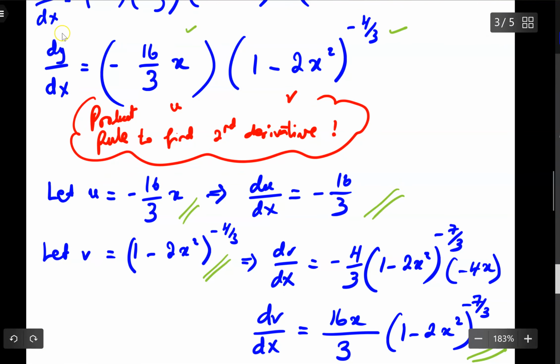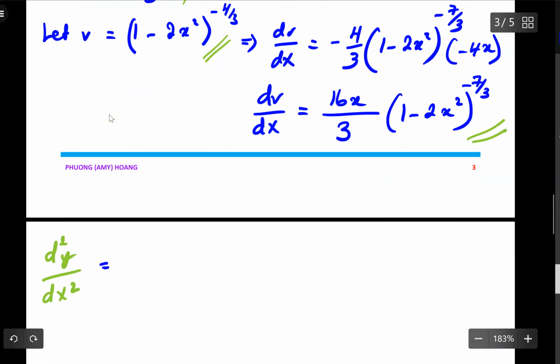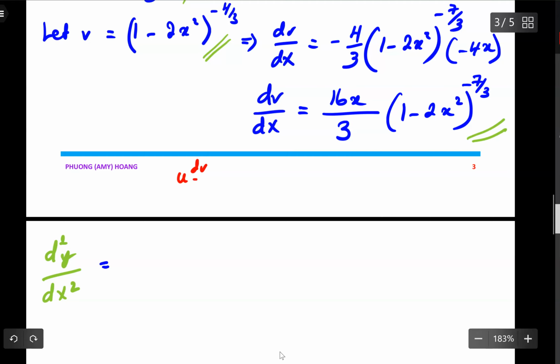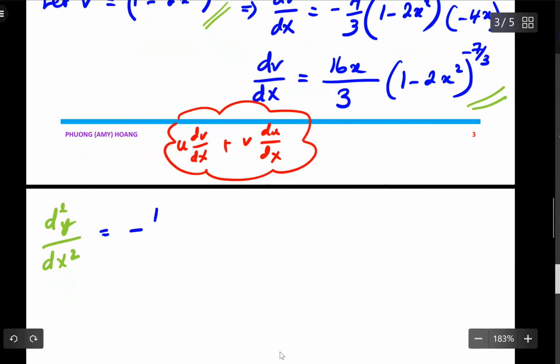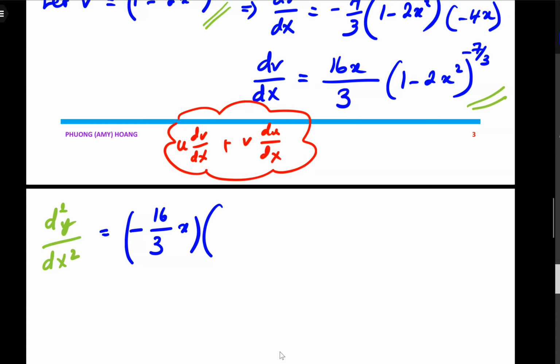So from here, your dy over dx, now you differentiate twice, so I need you to write d squared y over dx squared, because now you're going to apply the product rule into this line. Okay, so what does the product rule say? The product rule says u dv over dx plus v du over dx. Okay, so we are going to remind ourselves of this rule. So u is negative 16 over 3x. Okay, so multiply that with the derivative of u.